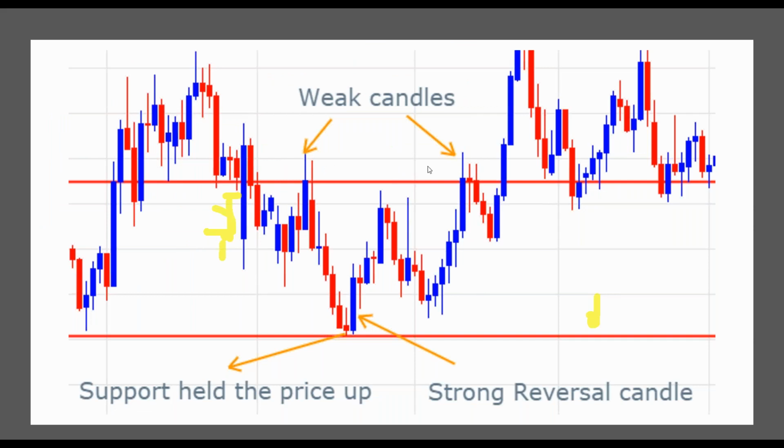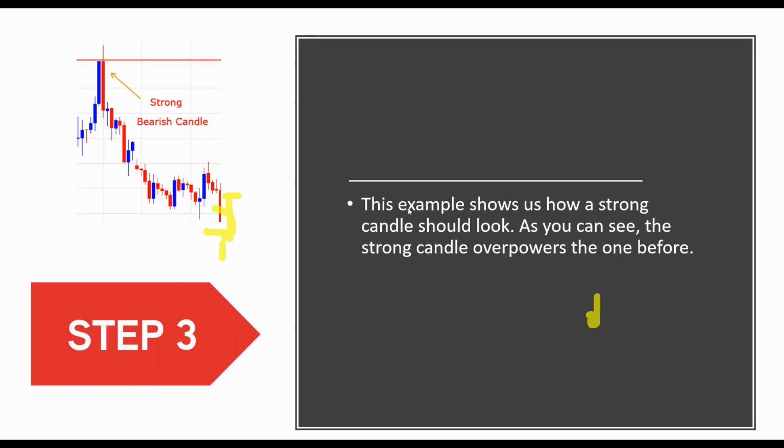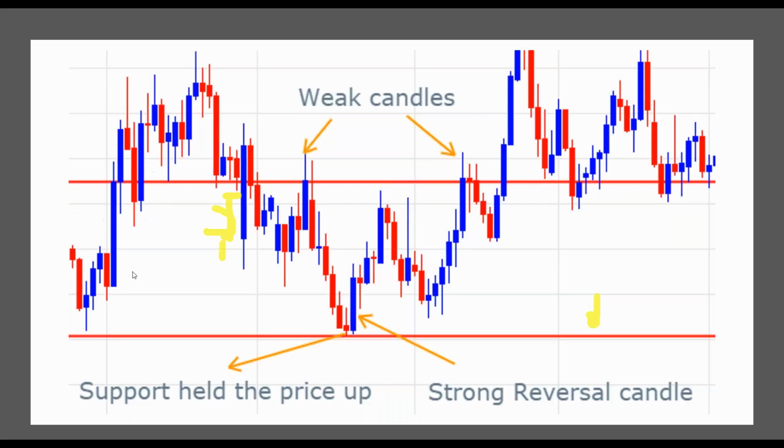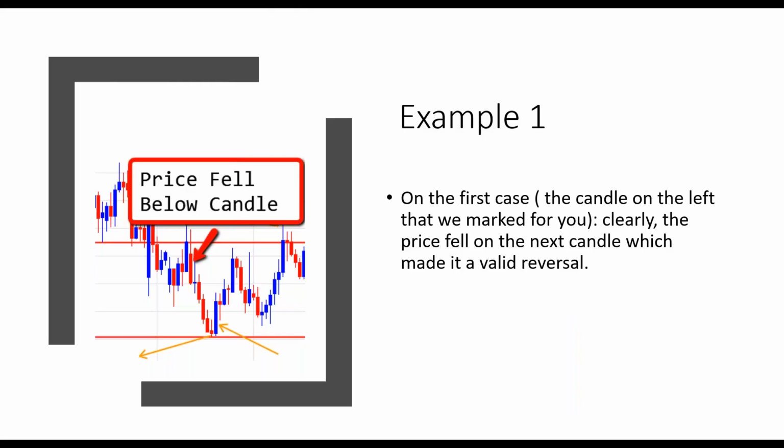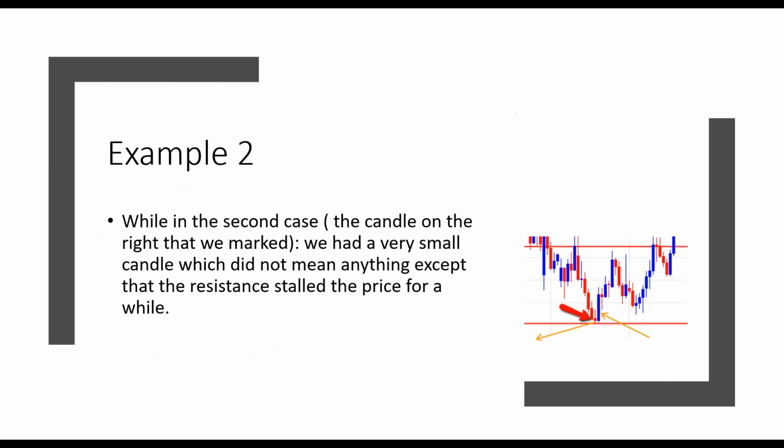So you see the difference between weak candles and strong candles. And this is helping us read price action on our charts. So here you can see that those weak candles were not able to breach the resistance line, and long wicks could not break that level. So we wait to see what will happen with the next candle. Will the price action break that level, or will the resistance win and will price reverse? So we have to look carefully at what that candle is trying to tell us.